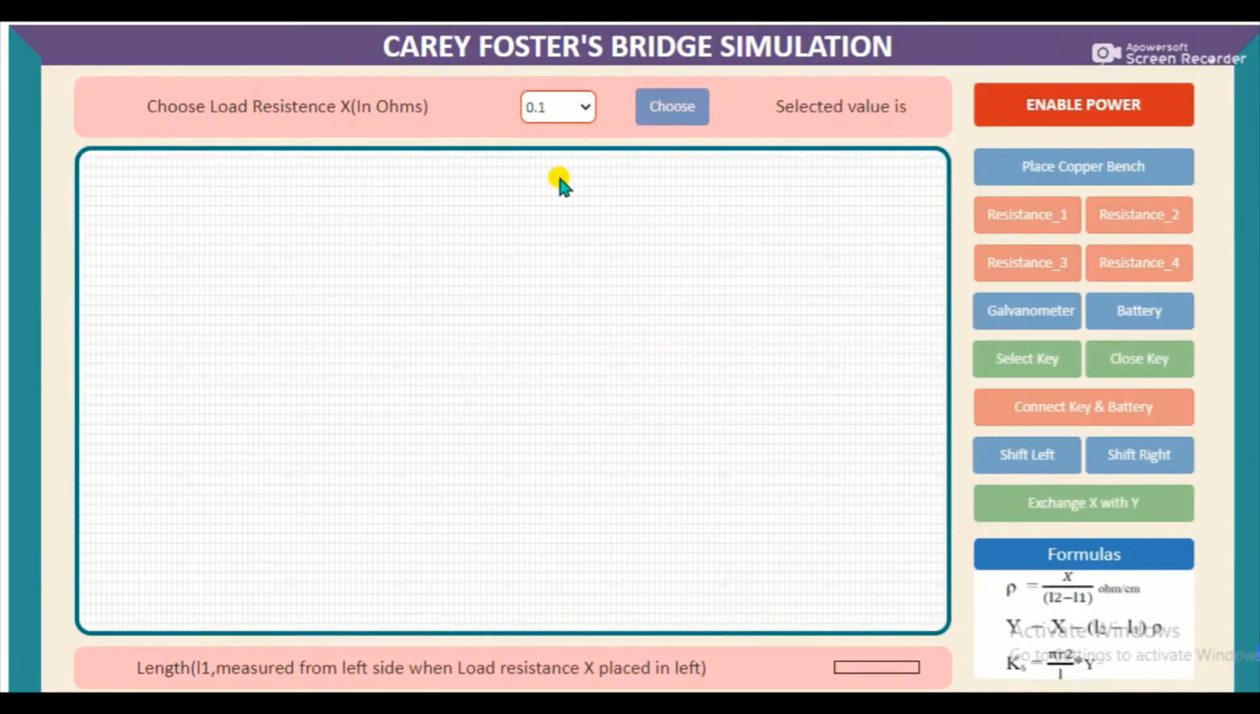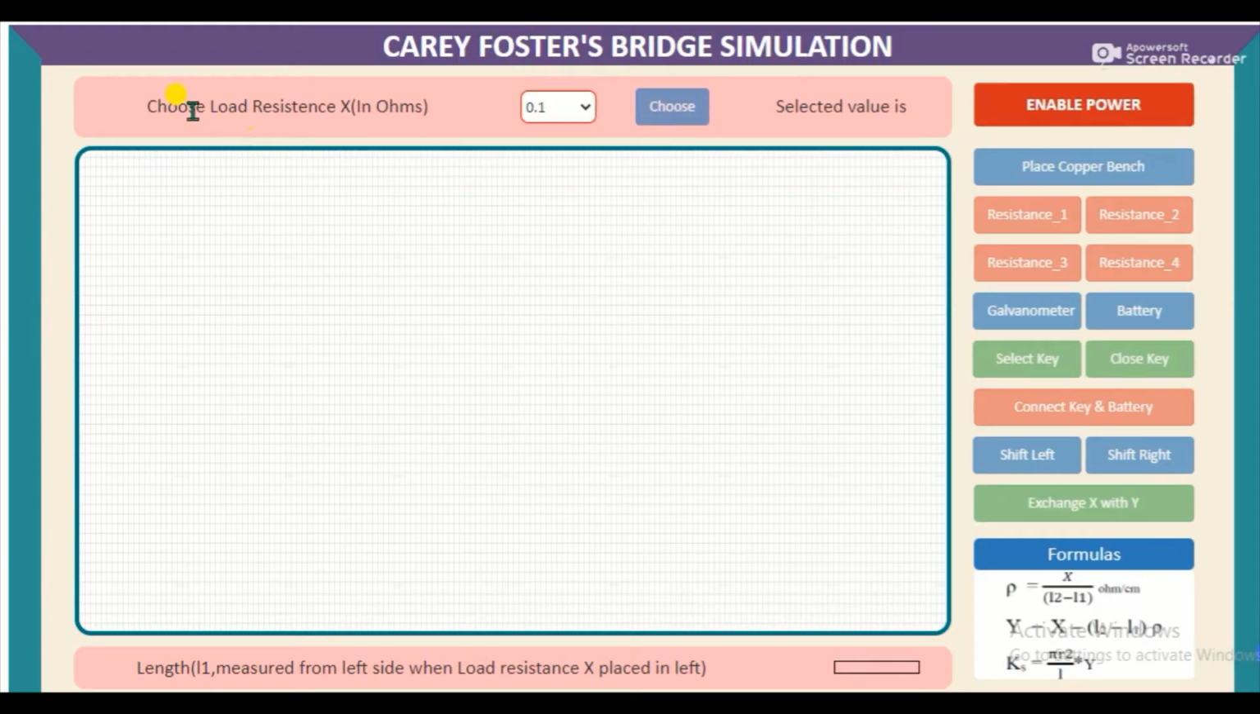So now we are starting with the online experiment of Carey Foster bridge simulation. This is available as a virtual lab online. I'll provide the link in the description box. So let us start this.